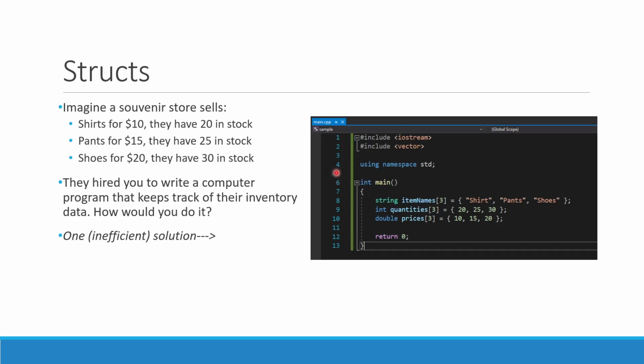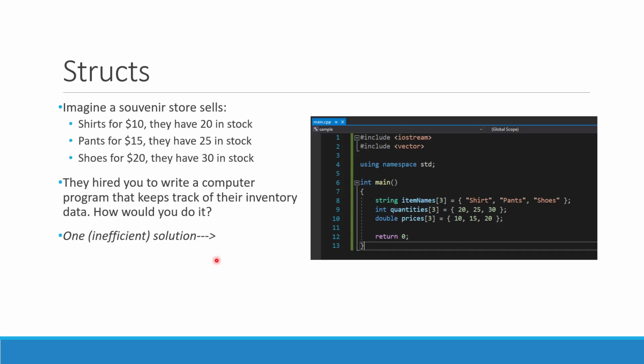So imagine this. Imagine a souvenir store sells shirts for $10 and they have 20 of them in stock. They sell pants for $15 and they have 25 of them in stock. And they sell shoes for $20 and they have 30 of them in stock. Now let's say that this souvenir store hired you to write a computer program that keeps track of their inventory data. How would you do that?